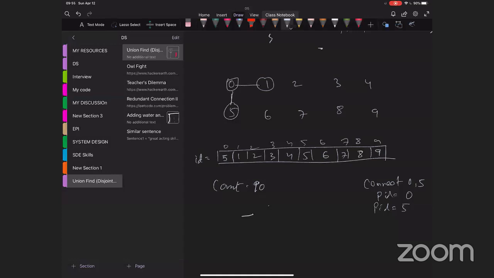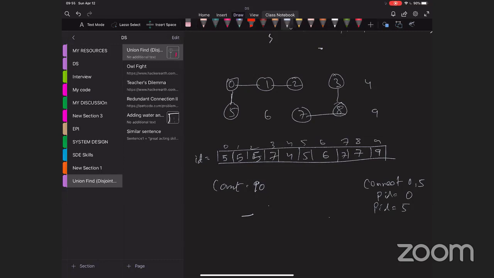Let's say connect 0 and 1. I'll do 1 and 2 also. So this becomes 5 again, and 1 and 2 again become 5. Okay, let's say 7 and 8. So 8's parent ID becomes 7. And 3 and 8: whatever is 8 becomes 7, so 3 becomes 7.